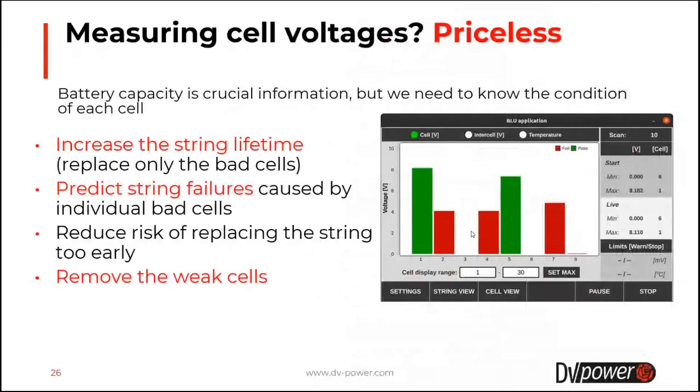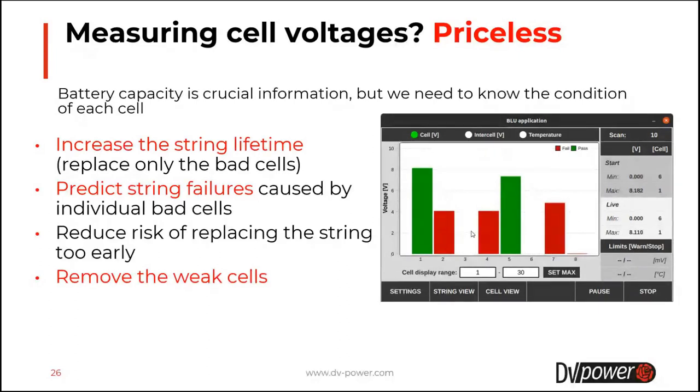What do we get by measuring cell voltages? Well, by measuring the cell voltages of each and every cell, we will determine which cells are bad and need to be replaced, and by doing so, we will increase the whole string lifetime.